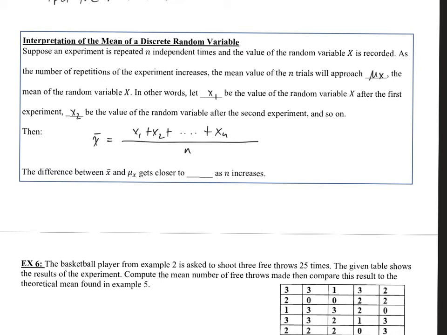So what should happen is the difference between our sample x bar and the theoretical mean will get closer and closer to 0 as n increases. So basically it's saying the more and more times you conduct the experiment, the closer your x bar, or sample mean, is going to get to the theoretical mean.